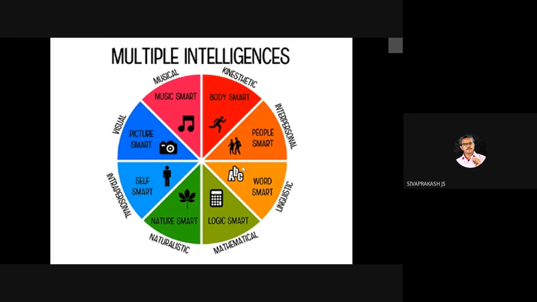So word concept, linguistic learner. Mathematical intelligence, they are called as logical concept. Naturalistic intelligence are called as nature smart. Intrapersonal intelligence is called self smart. Visual intelligence are called picture smart. Right? Musical intelligence are called music smart. Okay. So these are the intelligence.